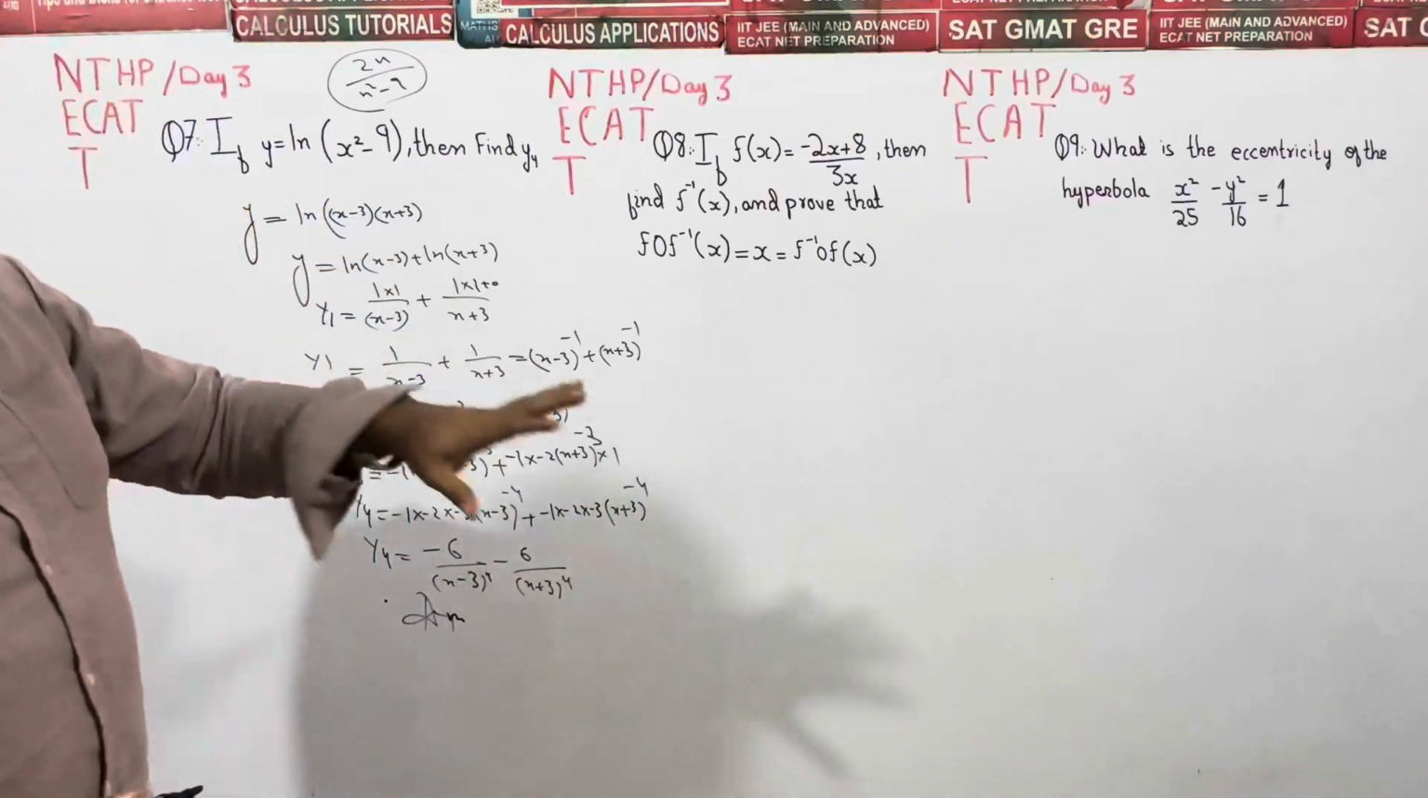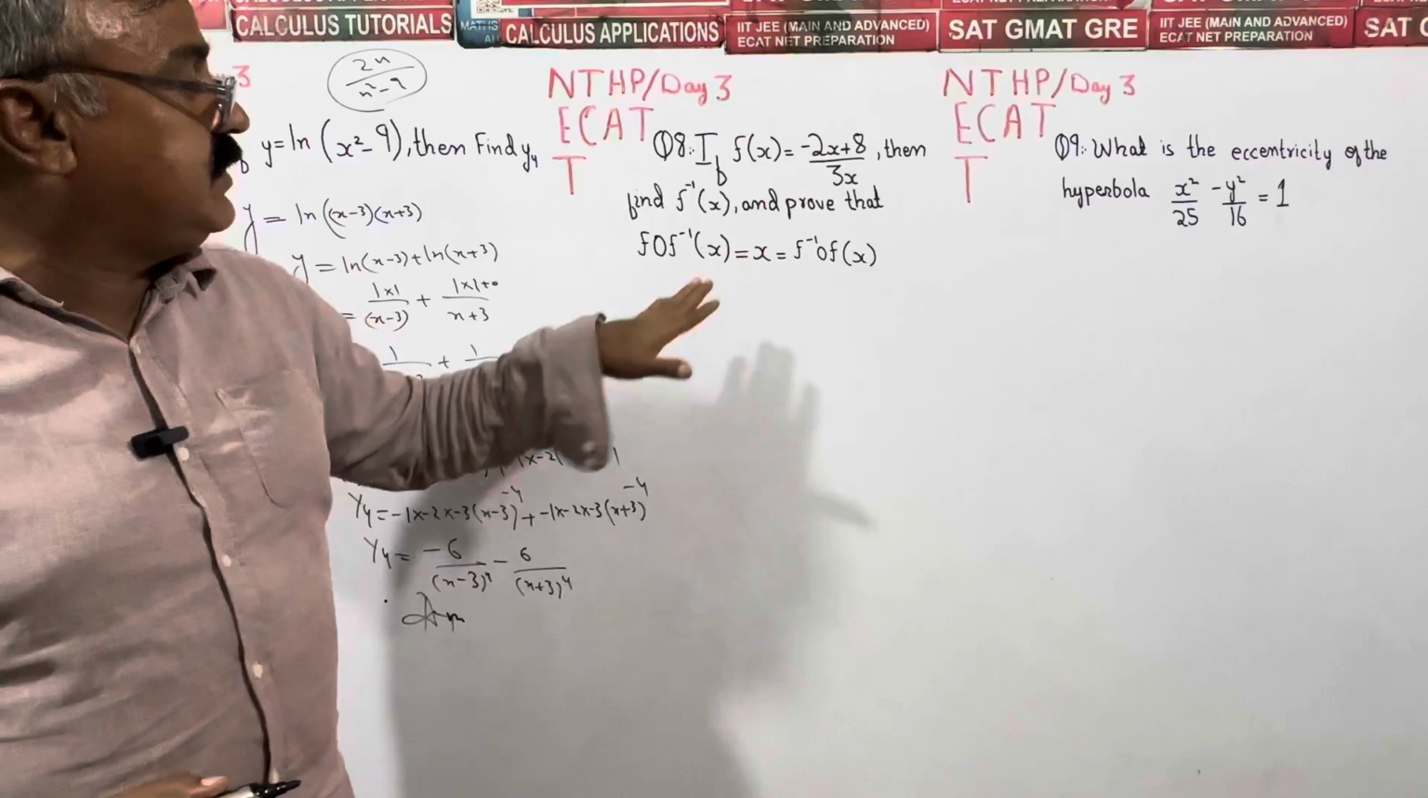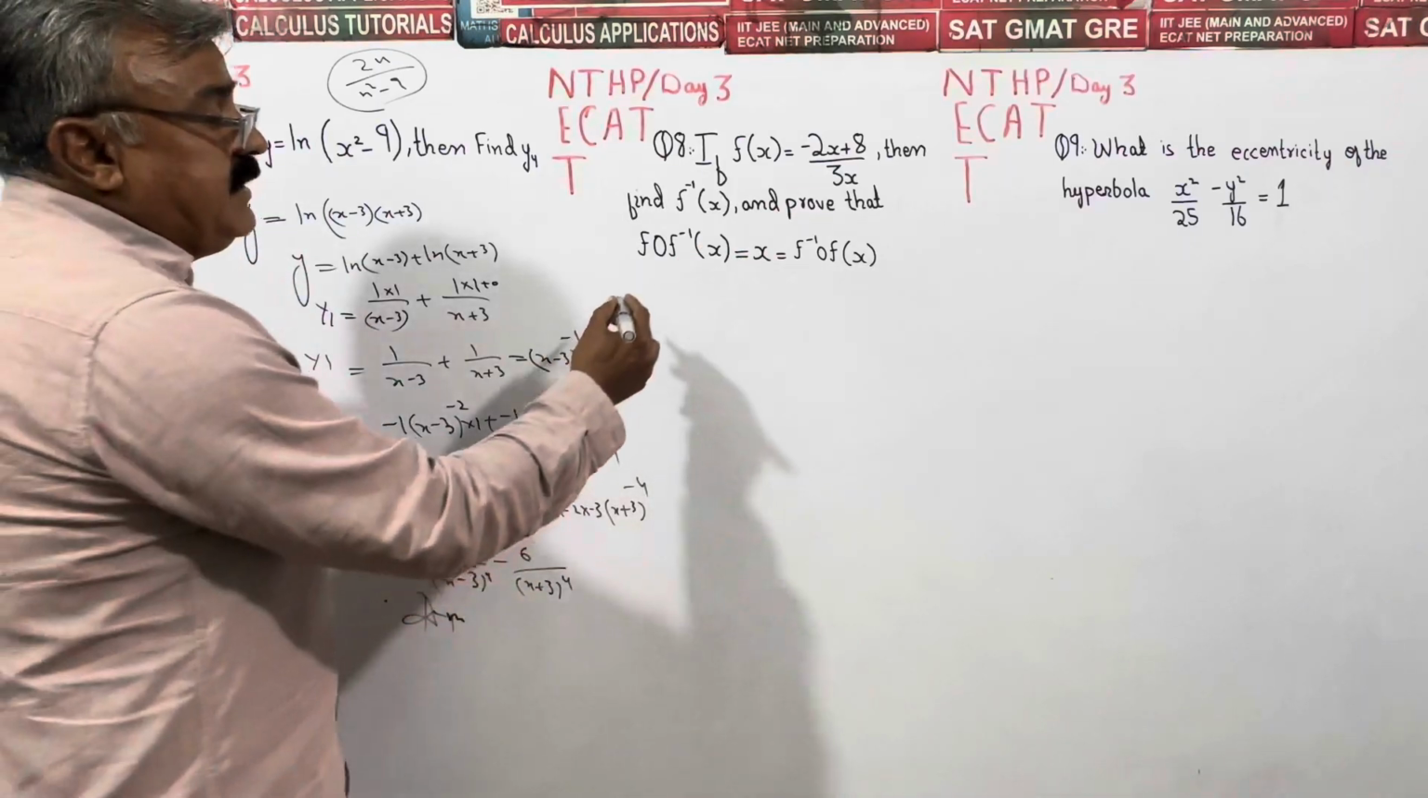Here is another tremendous question. We are given a rational function; find the inverse of this function and prove that it is the identity.